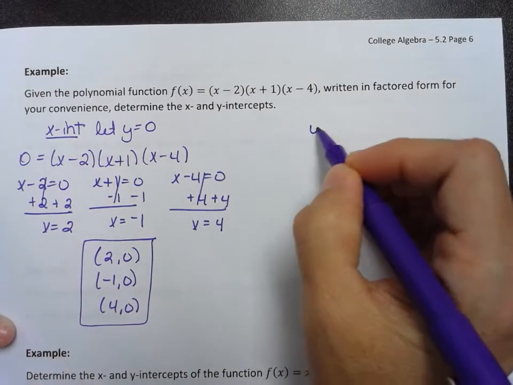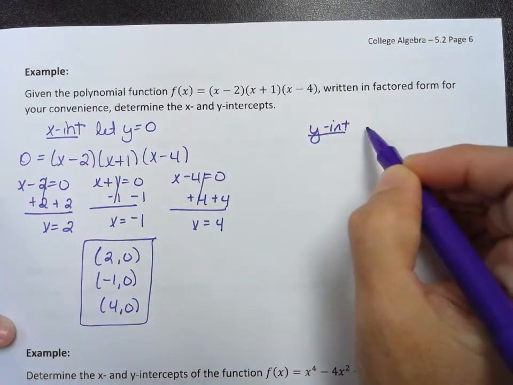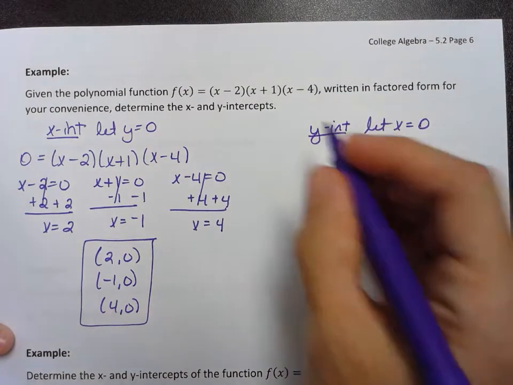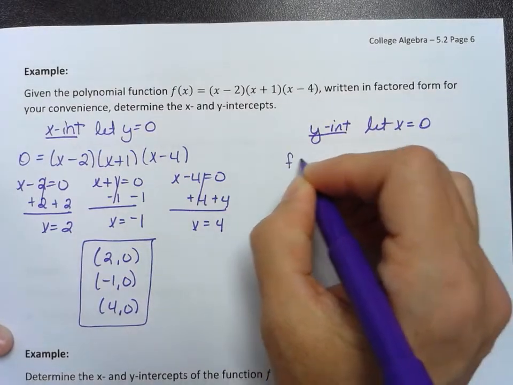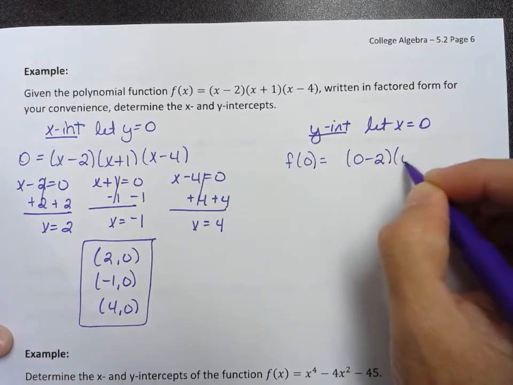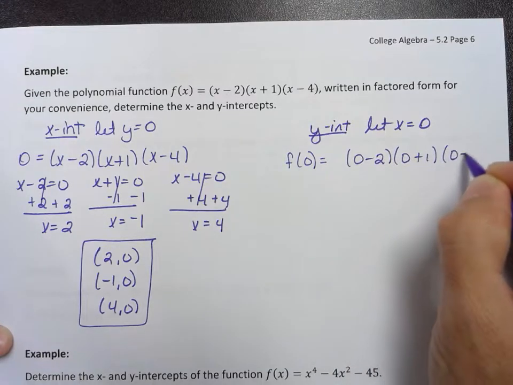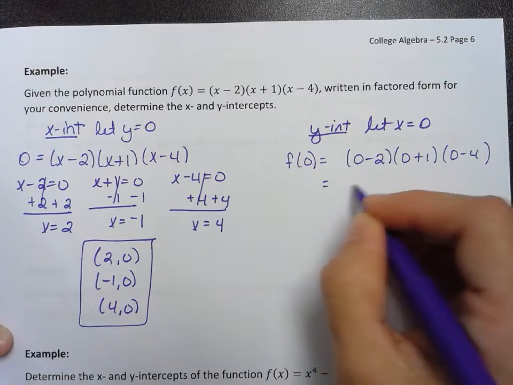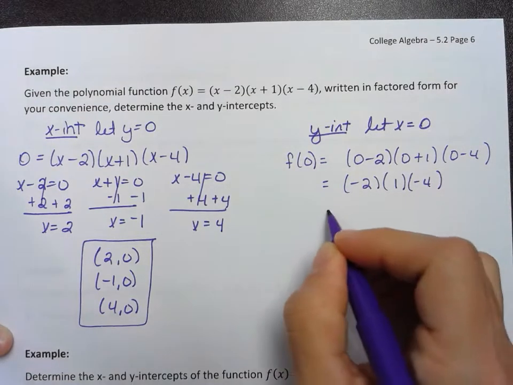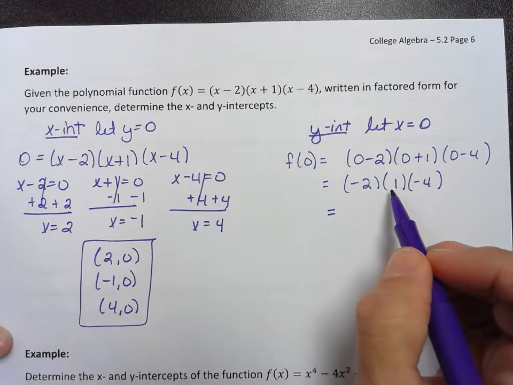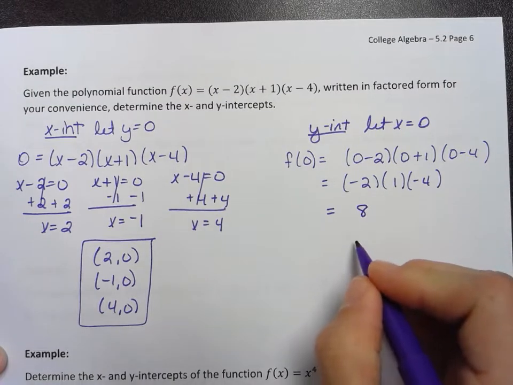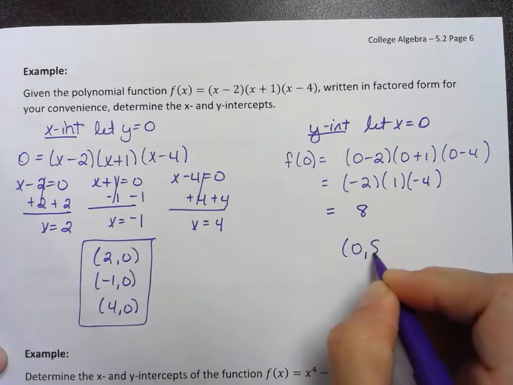Now to find your y-intercept, you always let x equal 0. Well, in that case, we have f of 0, or y, is equal to (0 minus 2)(0 plus 1)(0 minus 4). That's going to be negative 2 times 1 times negative 4. Negative 2 times 1 is negative 2. Negative 2 times negative 4 is positive 8. So our y-intercept is the point (0, 8).